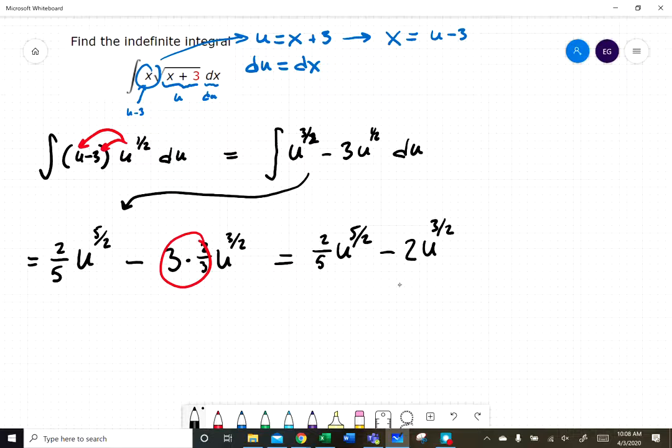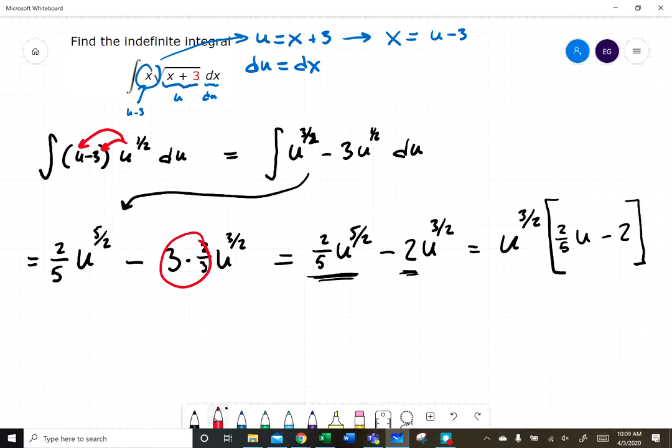That looks like we could factor out a u here. So let's factor out u to the power 3/2. And let's see what we're left with. Looks like we have a 2/5. So from this term here, we have a 2/5 u to the first power. And here we'll be left with a 2. So 2/5 u minus 2. Okay, that's about all we could do for now.